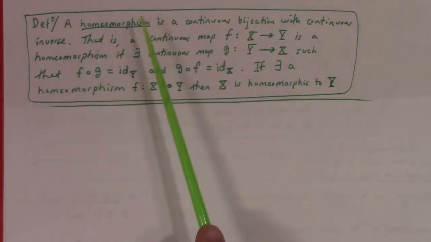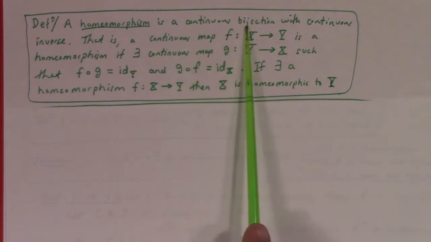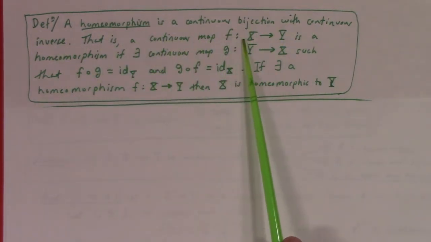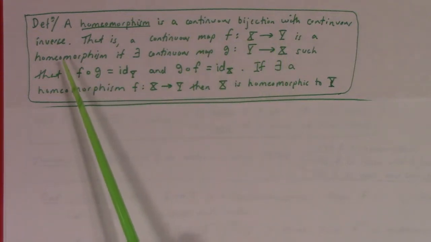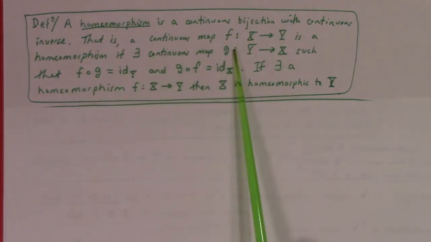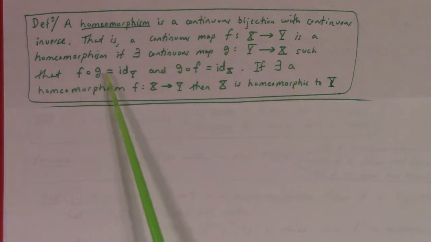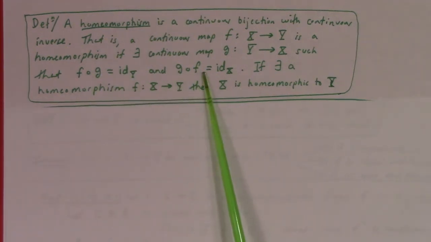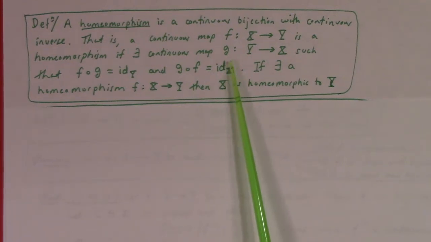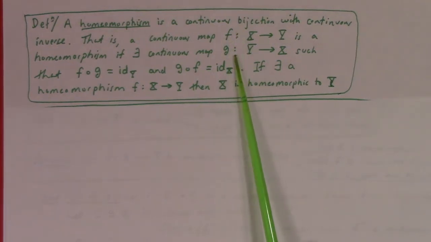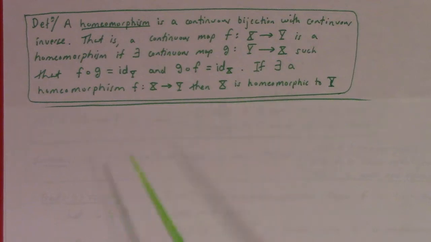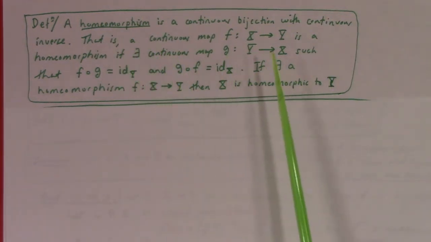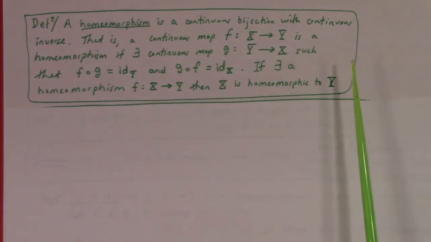So suppose you have a homeomorphism, which is a continuous bijection with continuous inverse. That is, a continuous map F from X to Y is a homeomorphism if there exists a continuous map G from Y to X such that the composite of F and G is the identity on Y, and the composite of G with F is the identity on X. What this is saying is that F and G are inverses of each other, and they both have to be continuous. So a homeomorphism is a continuous map with continuous inverse, all right?